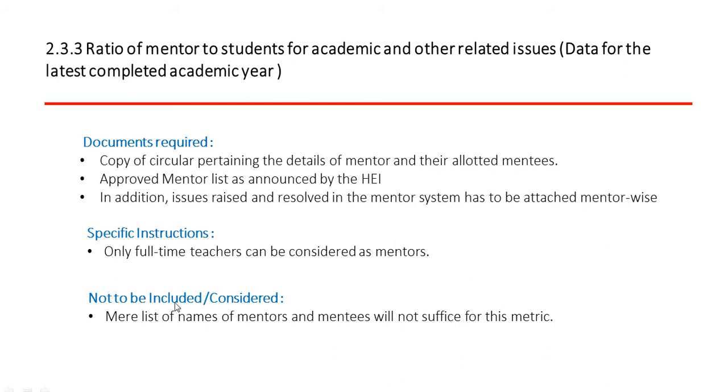What should not be included or will not be considered by DVV is the mere list of names of mentors and mentees, as this will not suffice for this metric. For the definition of full-time teachers, you can refer to the manual glossary section on the NAAC website.